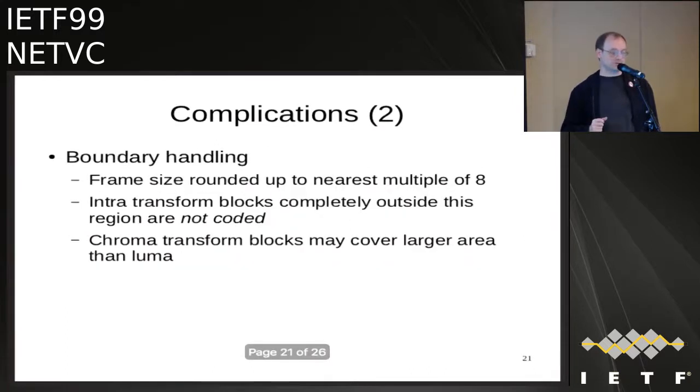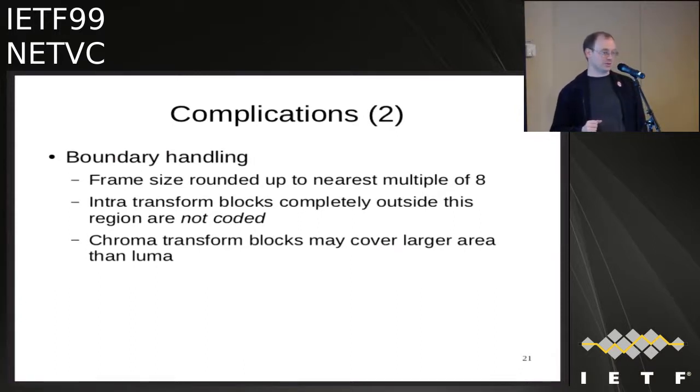And then finally, there's all sorts of fun at the boundaries of the frames. In AV1 your frame size gets rounded up to the nearest multiple of 8, but block sizes in AV1 can be much larger than 8x8. They can be up to 64 by 64, 128 by 128 someday maybe. And so if you have a large prediction block which overlaps this boundary, but smaller transform blocks inside it, some of your transform blocks may be entirely outside that boundary, and those just don't get coded.